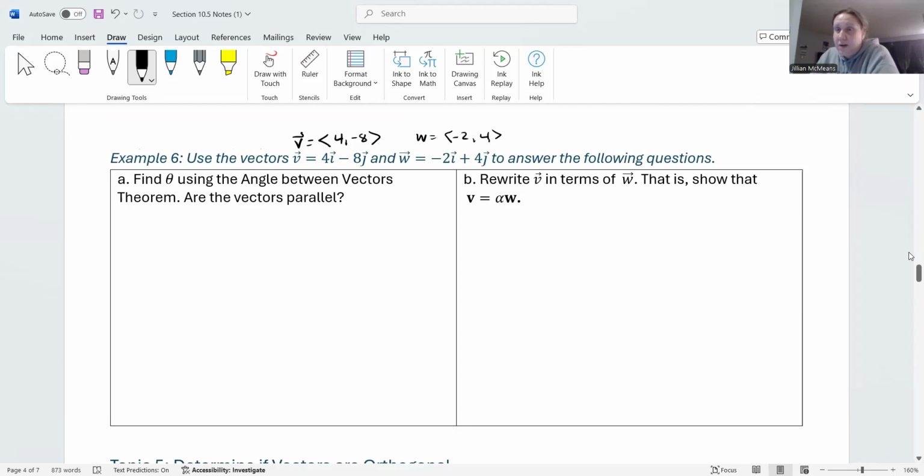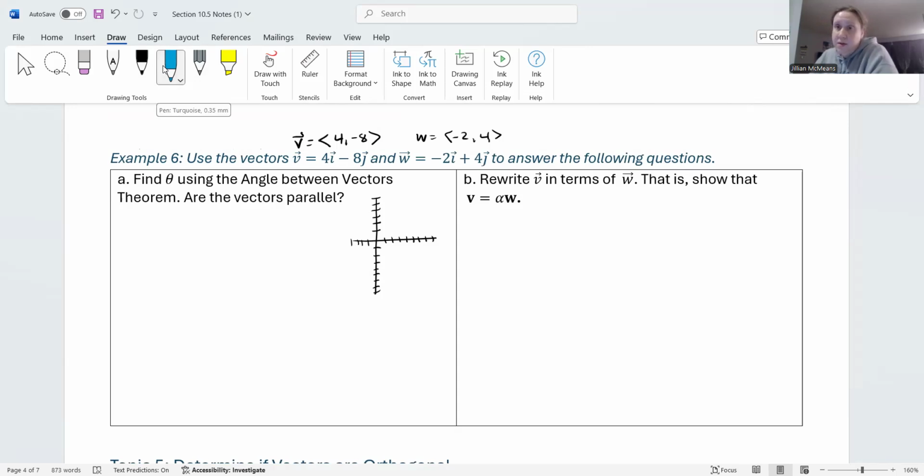Are the vectors parallel? Let's first just kind of start by plotting these. Let's see what happens if we sort of just draw these vectors and see what's happening visually. Okay, so let me look at my picture to make sure I give myself enough room here. All right, so for v, let's do v in blue.